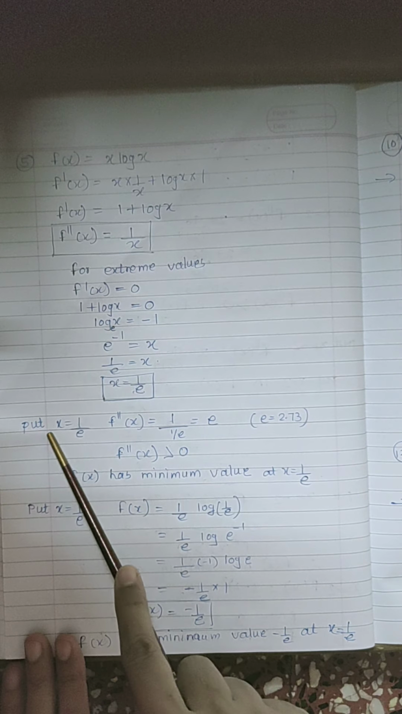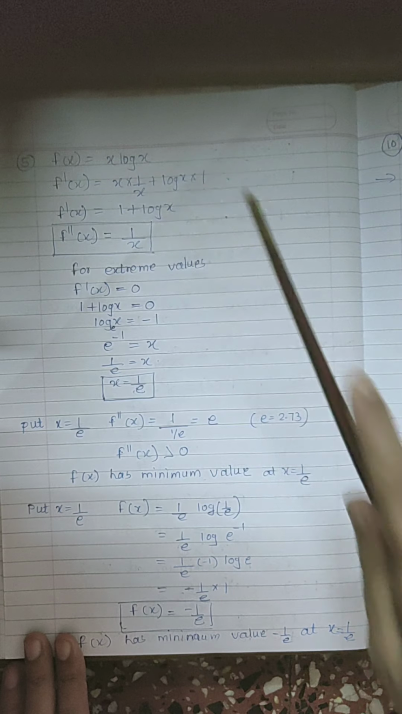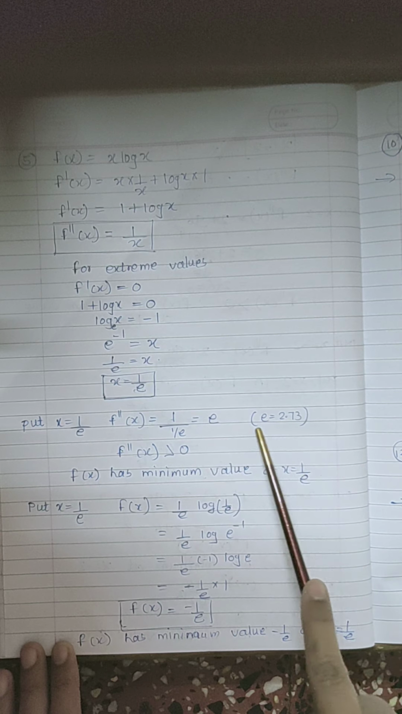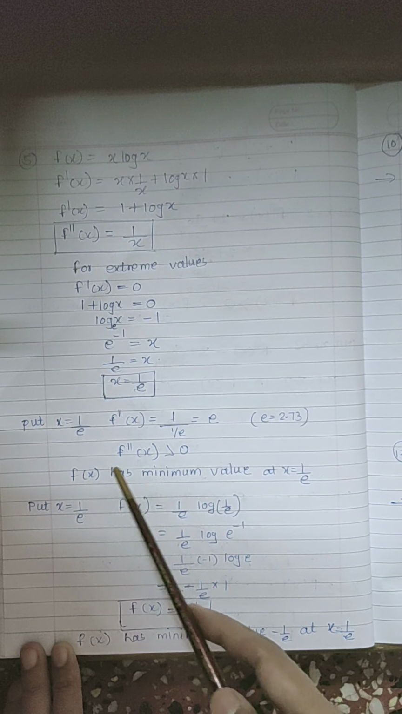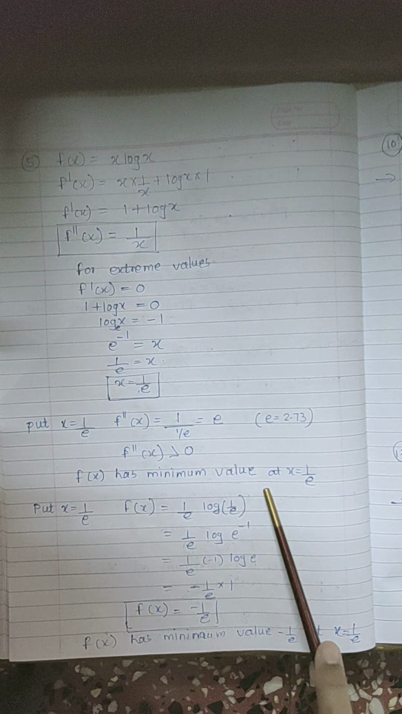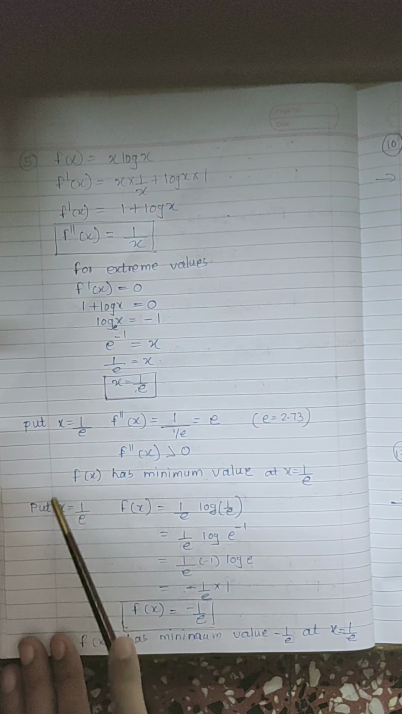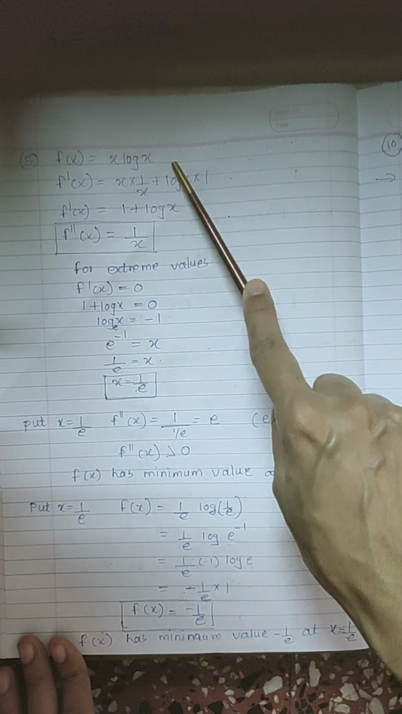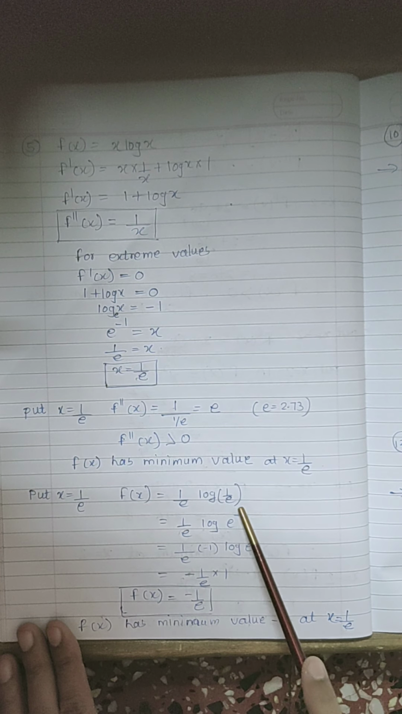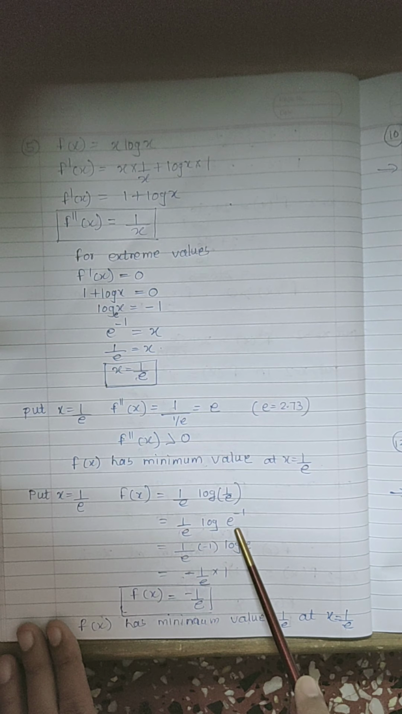Now next step is put x is equal to 1 upon e in f double dash of x. So what is our f double dash of x? 1 upon x. So f double dash of x is 1 upon 1 upon e, which is e. Approximate value of e is 2.73, which is greater than 0. So when greater than 0, f of x has the minimum value at x is equal to 1 upon e. But that value you have to find. So we have to substitute x is equal to 1 upon e in our f of x. What is our f of x? x log x. So 1 upon e into log 1 upon e. So 1 upon e log e raised to minus 1.